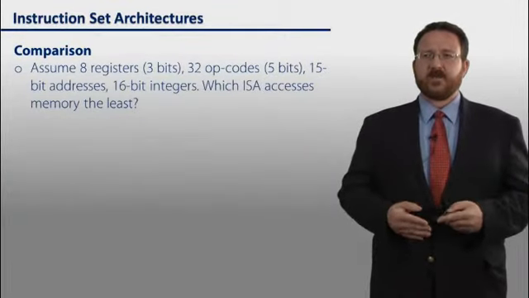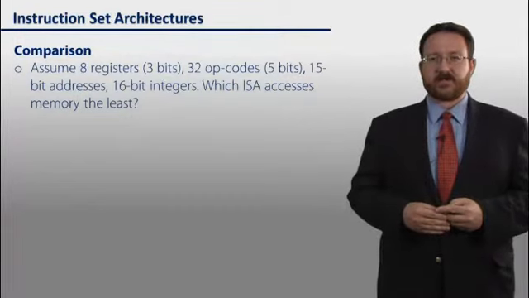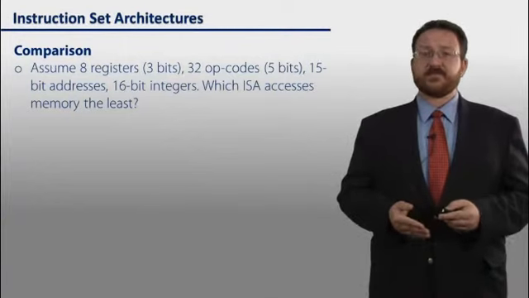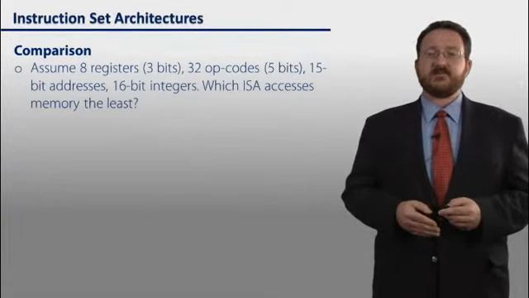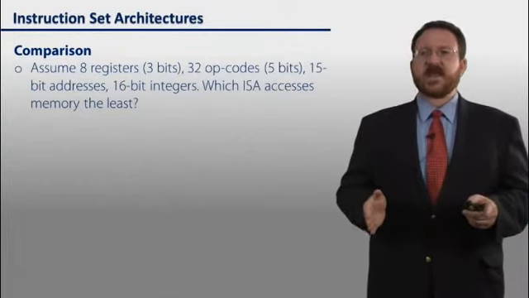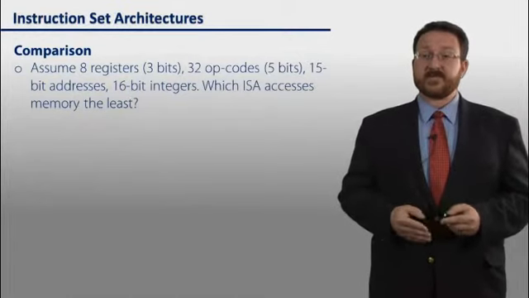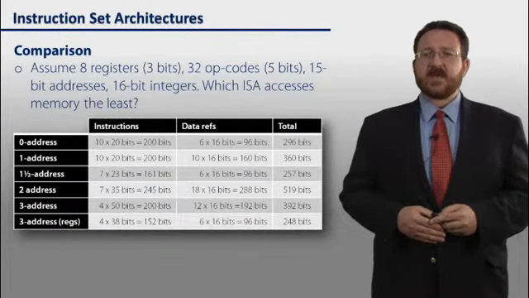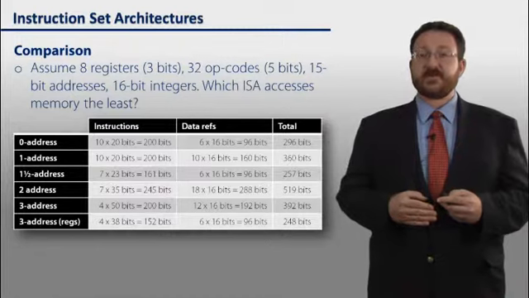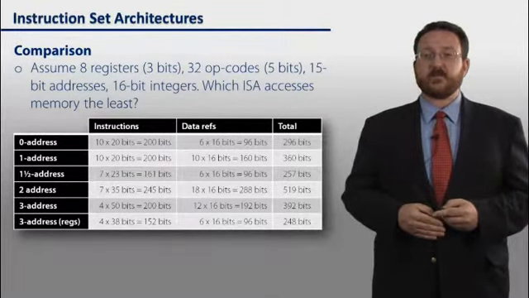So let's compare these 4 architectures on that little simple program for calculating those expressions. Let's assume that our architecture has 8 registers, 32 opcodes in 5 bits, 15-bit addresses, and 16-bit integers. So this kind of determines how big an instruction is and how much memory we're going to move around. Which instruction set architecture accesses memory the least? If we add them all up and we look at the 0 address, the 1 address accumulator, the 1.5 address machine, 2, 3, and the 3 address with registers machine, it turns out that there are 2 very clear winners.